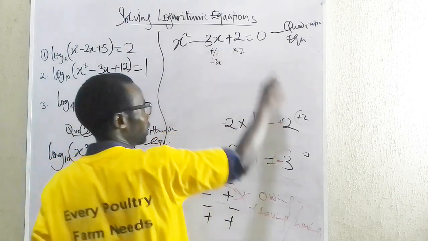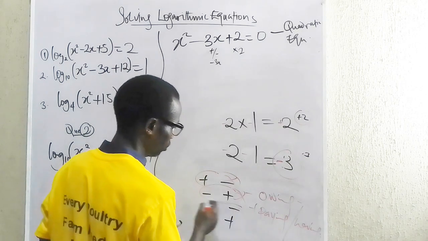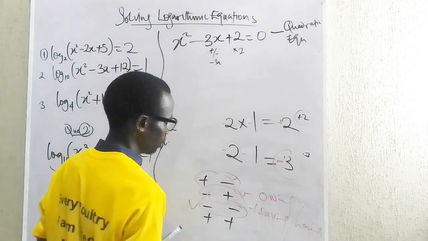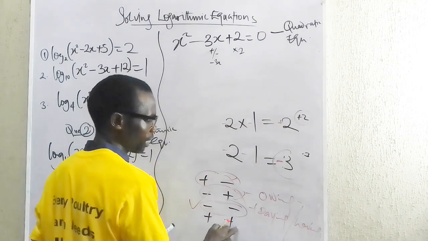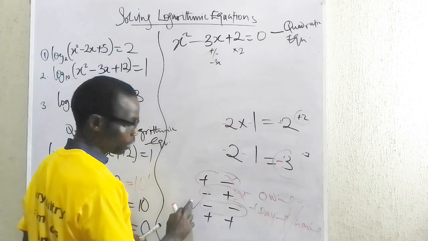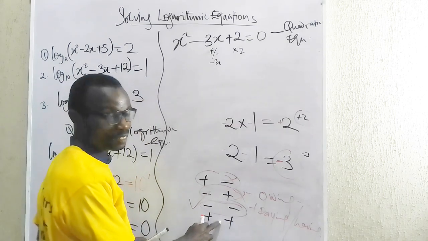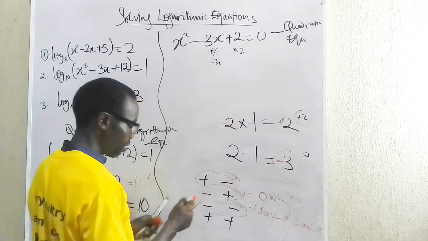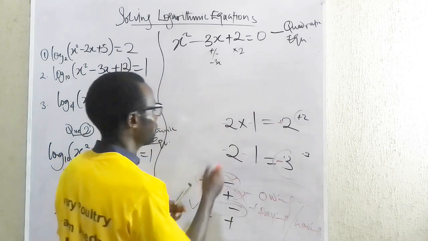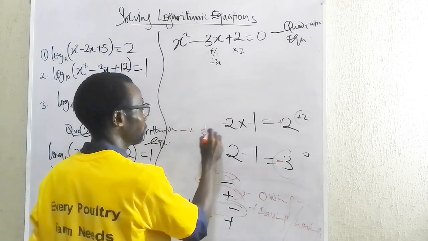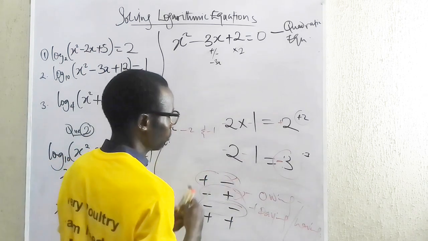This is minus 3 and plus 2. So this combination is actually correct. So once I've got this, I know this will be correct. We need to do this because the other one is going to be wrong. So the combination is going to be minus 2 and minus 1. So let's do this.